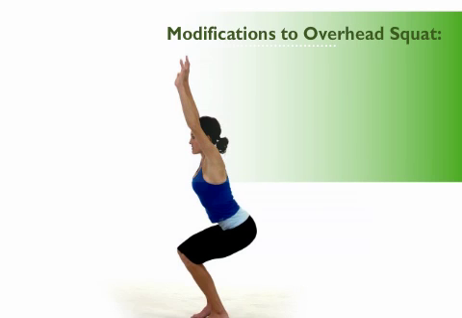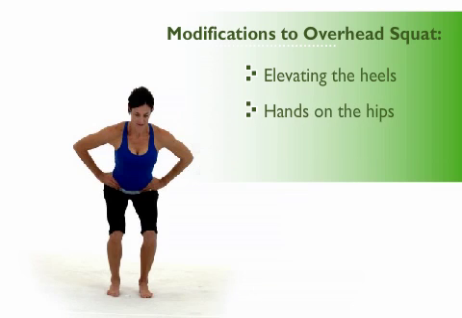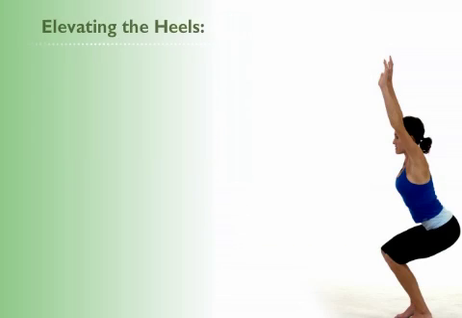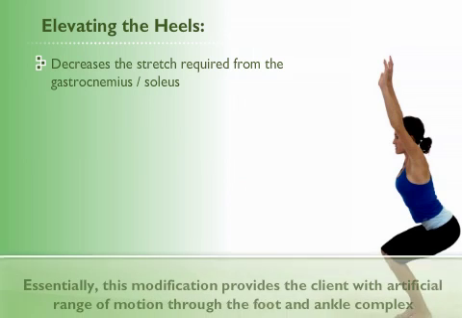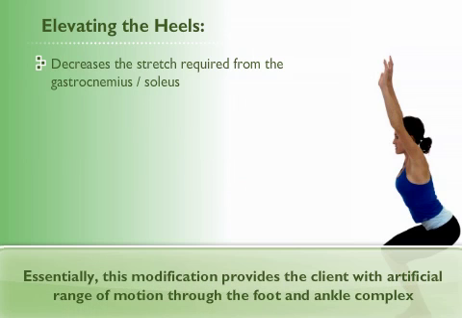These modifications include having the client squat with their heels elevated on a 2x4, a 10-pound weight, or a similar object, as well as having them squat with their hands on their hips as opposed to overhead. Elevating the heels decreases the stretch required during the squat from the gastrocnemius and soleus muscles. Essentially, this modification provides the client with artificial range of motion through the foot and ankle complex.